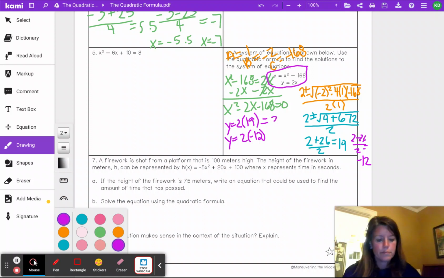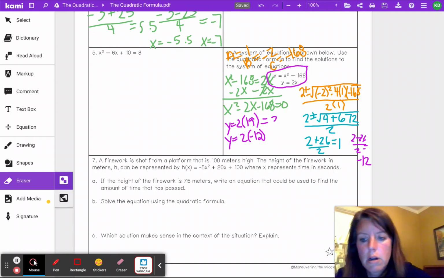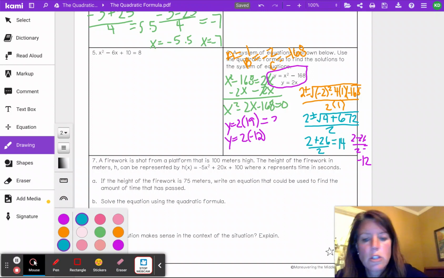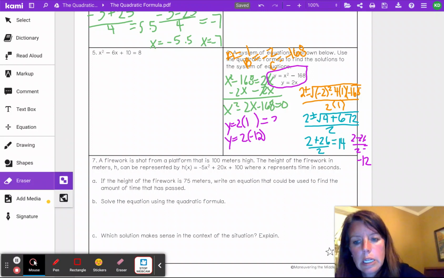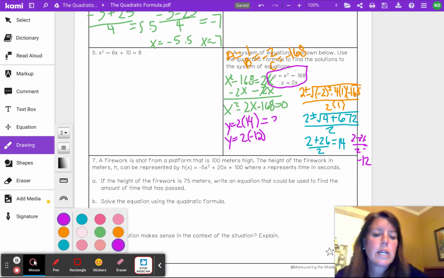I'm wrong. I'm sorry, guys. If we were in class, you would be like, Miss Flick, you were so wrong. It is not 19, it is 14. Sorry. I'm thinking this doesn't look right. That is 14. Right there. 14. Okay. Looks much better.